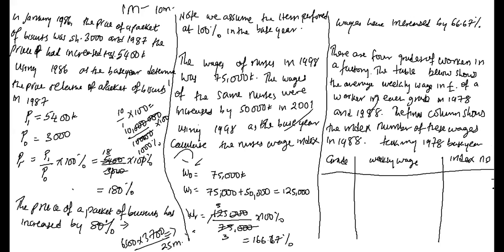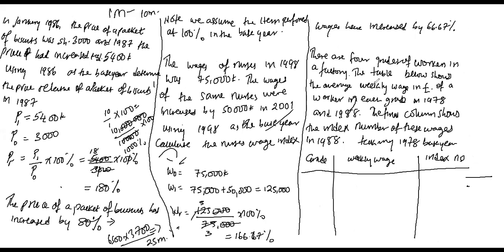The question says there are 4 grades of workers in the factory. The table below shows the average weekly wage in pounds of the worker in each grade in 1978 and 1988. The final column shows the index number of the wages in 1988, taking 1978 as the base year.